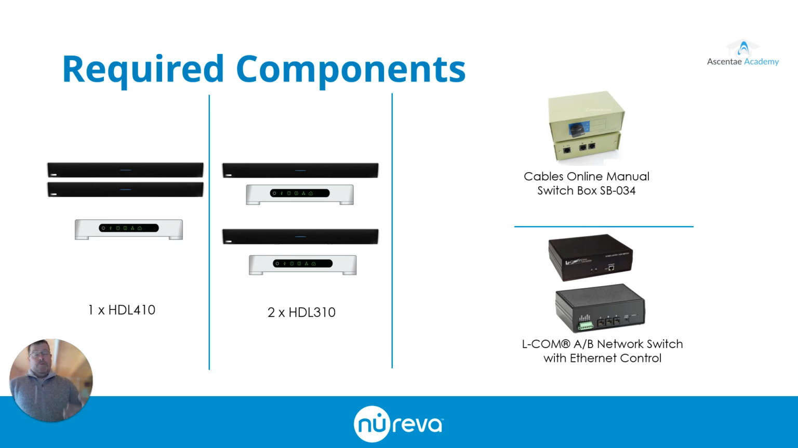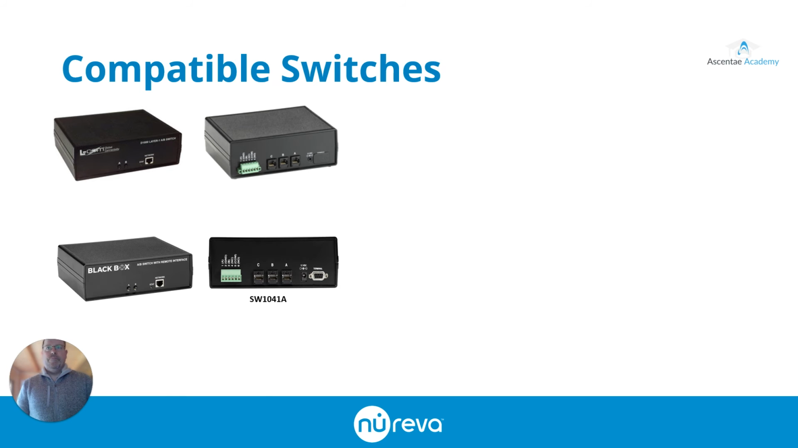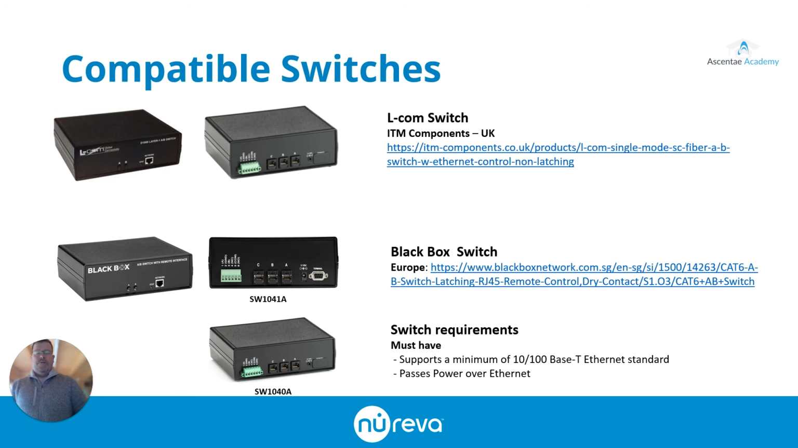As well as the Nureva products, you then need a third-party switch box. This needs to be an RJ45 switcher, and these are a couple of examples that Nureva have tested in their labs and know to work. And in the UK, in our demo centre in Farringdon, we have installed the LCOM switch, which you see at the top here. That works really well, and the benefit of that particular solution is that it's network controllable, so it can be integrated into a control system.